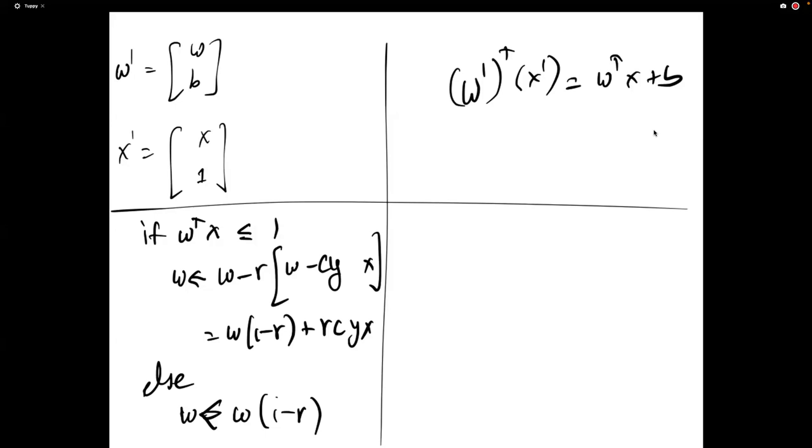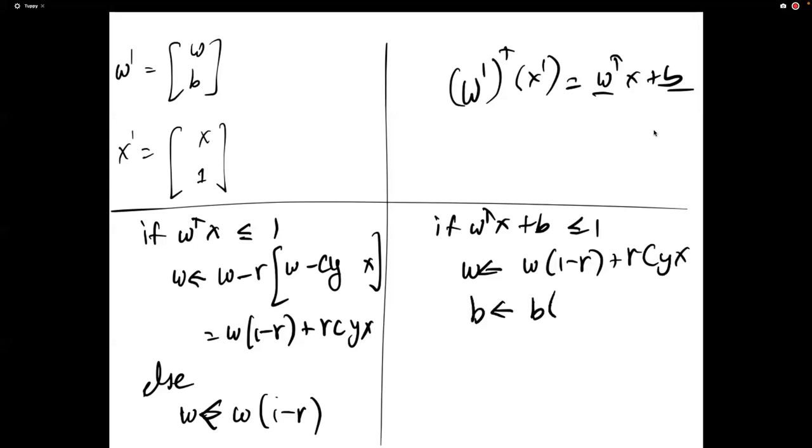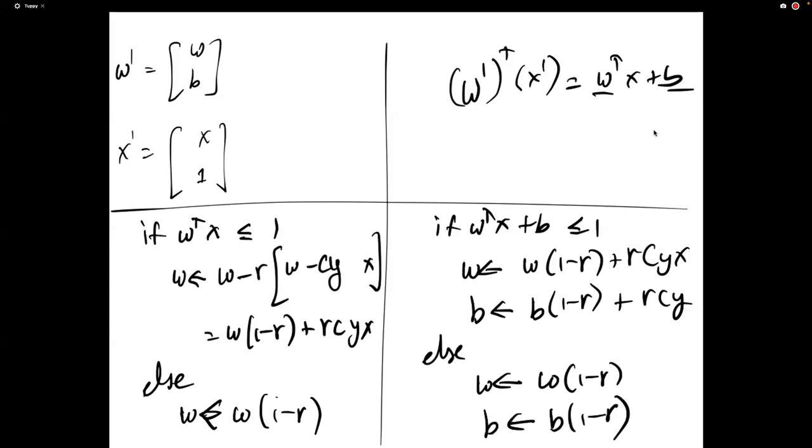If you translate this to the case where the weights contained an extra bias term and the instance contained the features, if you translate this whole thing to explicit weights and bias, you get: if y times (W transpose X plus B) is less than or equal to 1, then W is W times 1 minus R plus R C Y X, and then B is B times 1 minus R plus R C Y. Else, you just get the first part of it. To see that these two things are identical, you just need to assume that the W's on this side have a prime according to this definition here, and just fit that in. You should get the thing on the other side.